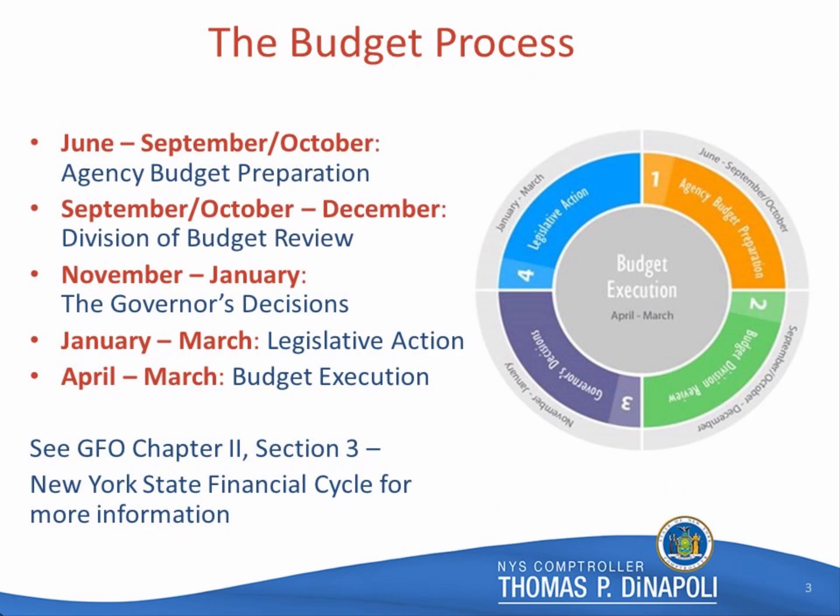This chart shows the yearly cycle of the budget process. The budget process starts when the budget director issues the call letter to agency heads. By fall, agencies submit their budget to DOB for review and approval. Once DOB approves the budget, they work with the governor's office to finalize the budget. In January, the governor submits his executive budget proposal to the legislature for approval. Once the enacted budget is passed in April, the budget is executed and the process repeats.